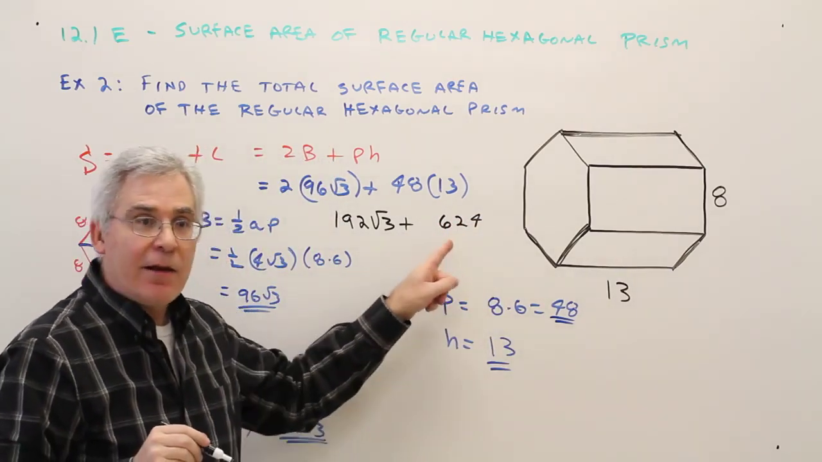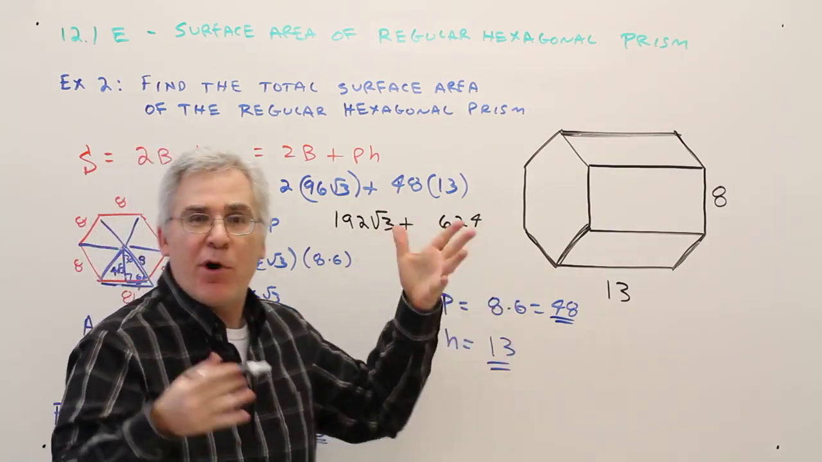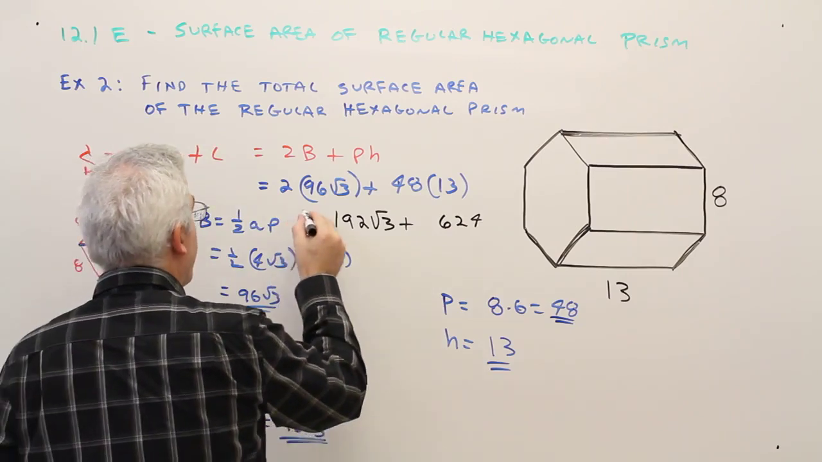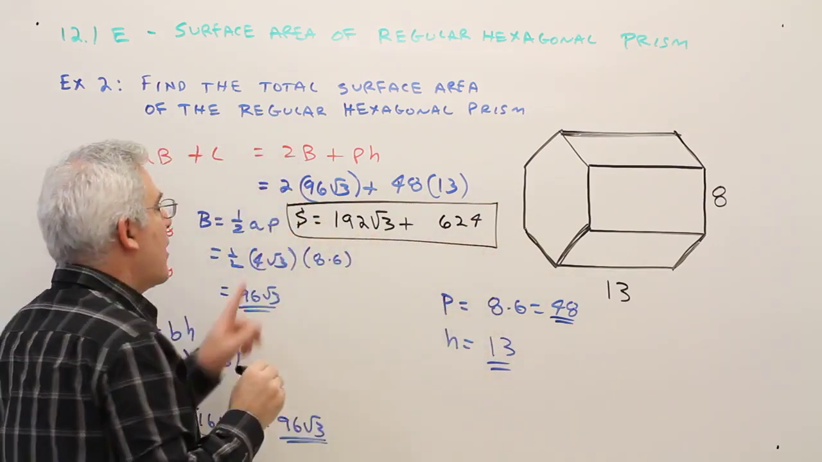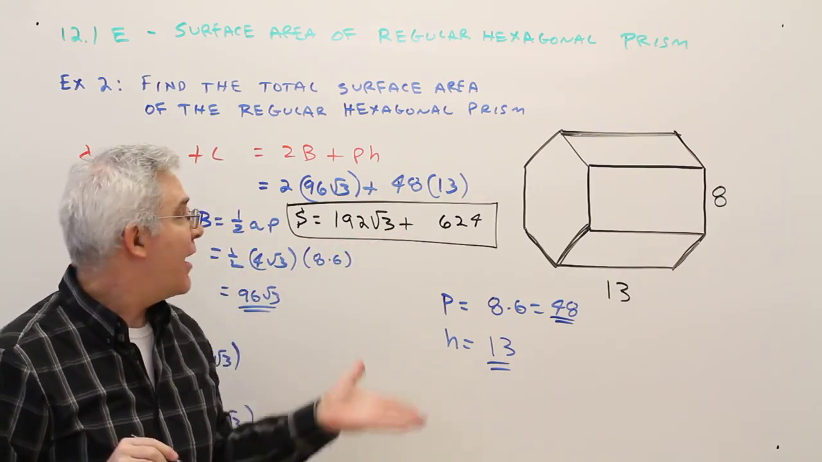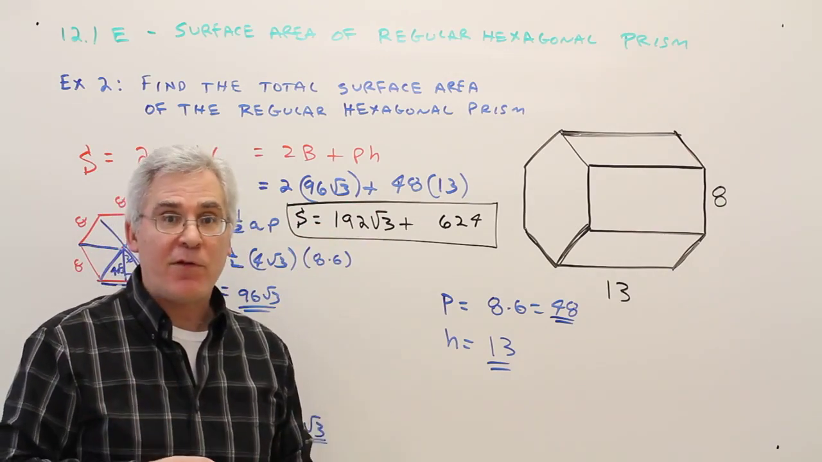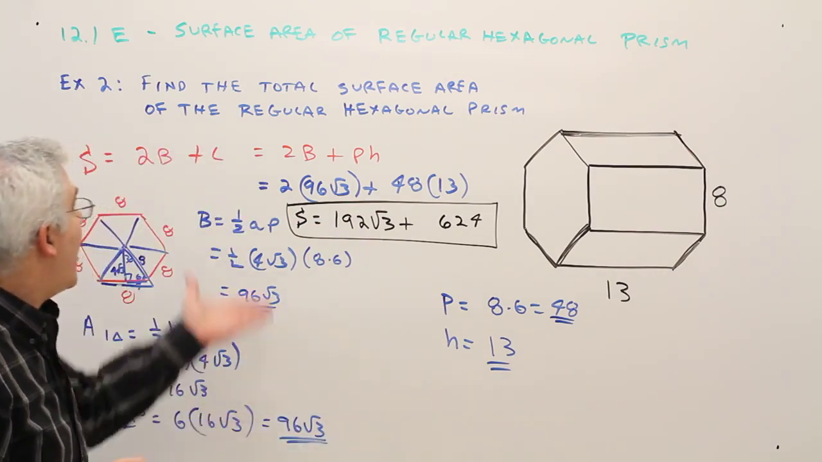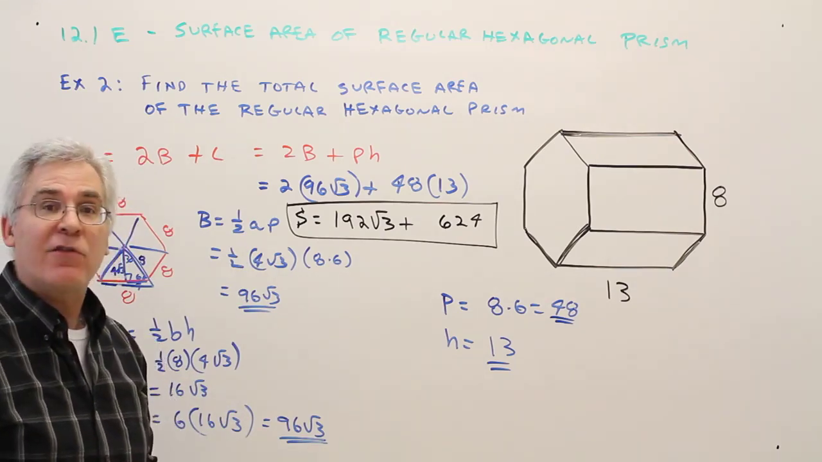We can't add these two terms. This has a radical 3, this does not. Your book doesn't use units, so the book would answer it as such. 192 radical 3 plus 624. And again, always leave your answers in exact simplified form unless specified otherwise. So there you have it, how to find the total surface area of a regular hexagonal prism.